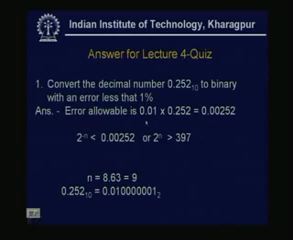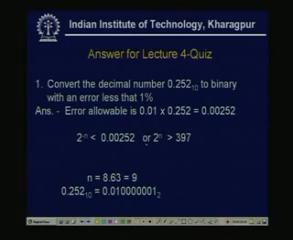The first question was to convert the decimal number 0.252 to binary with an error less than 1%. Now, as the error is 1%, what will be the error on 0.252? We multiply 0.01 into the number 0.252. So this is equal to 0.00252.